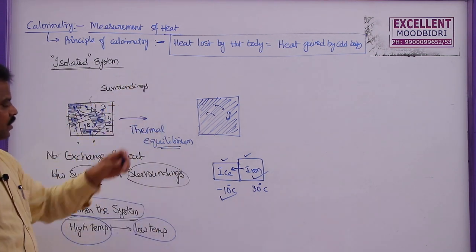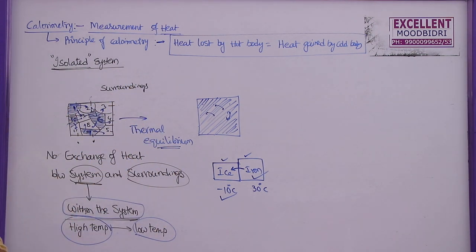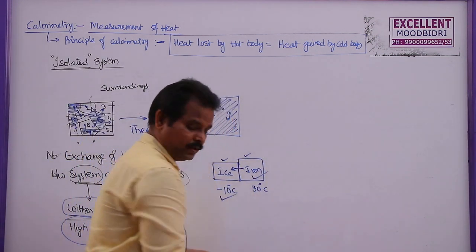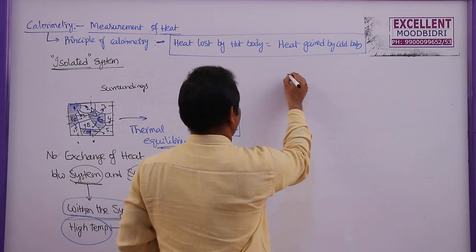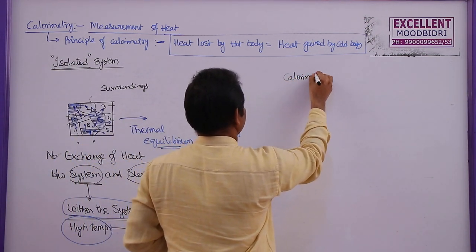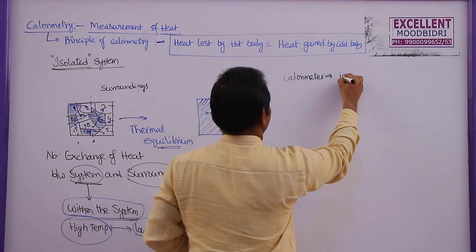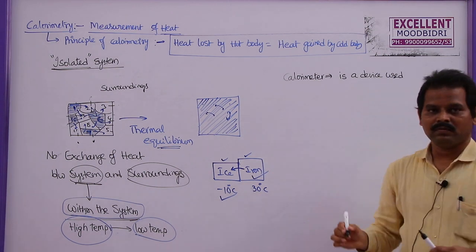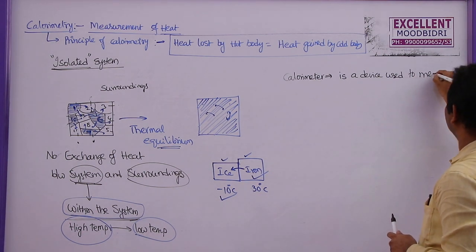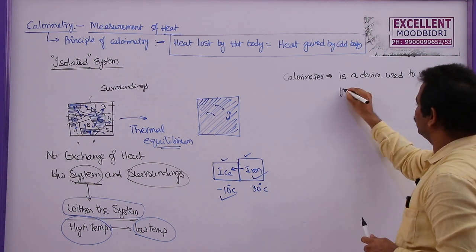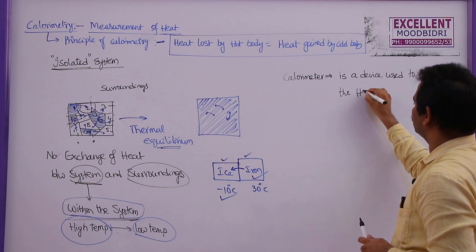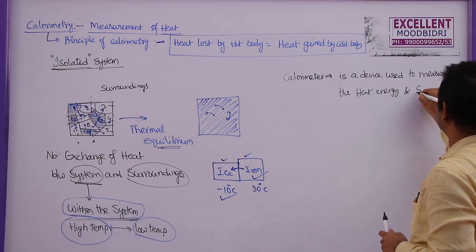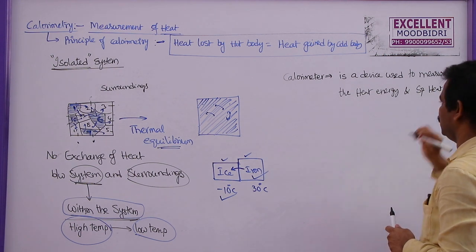So based on this, we have a device called a calorimeter, which is used to measure the heat energy or the specific heat of a body. Now, what is this calorimeter? A calorimeter is a device used to measure heat energy as well as specific heat of a body.